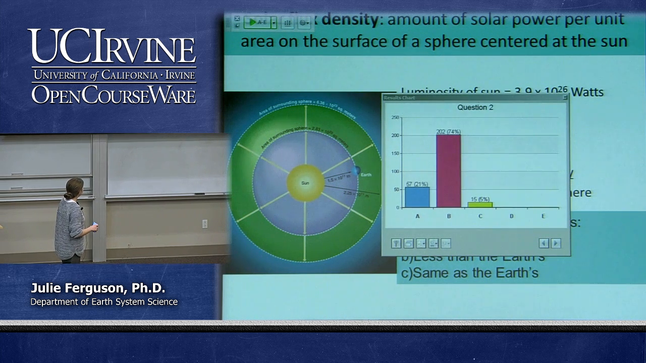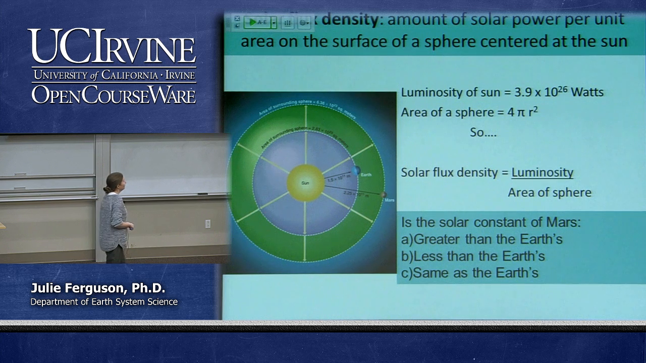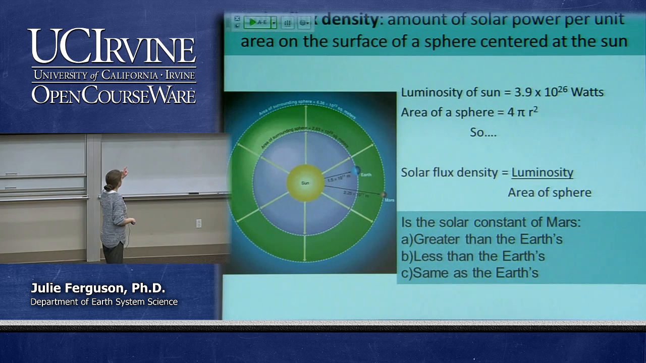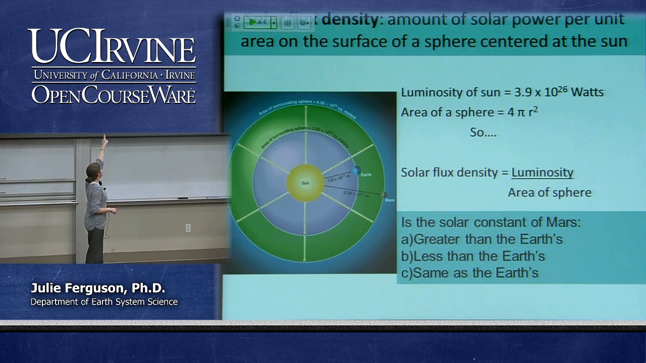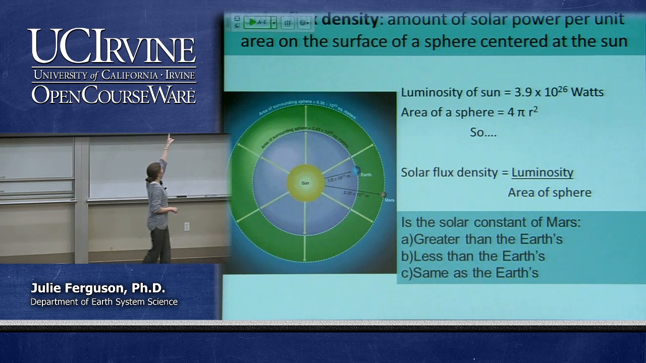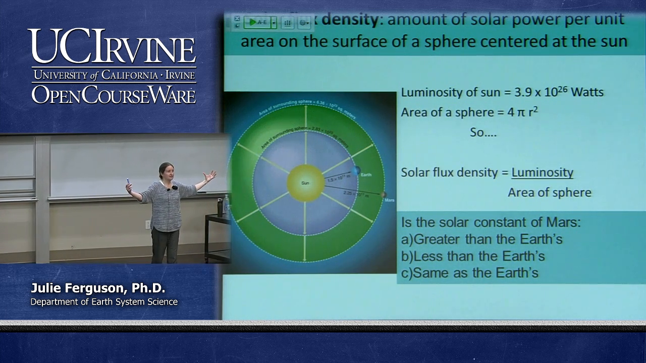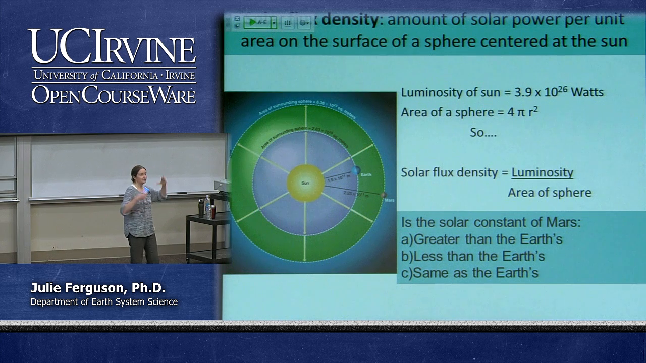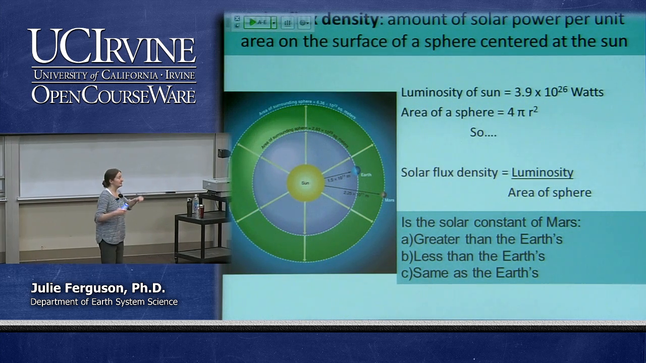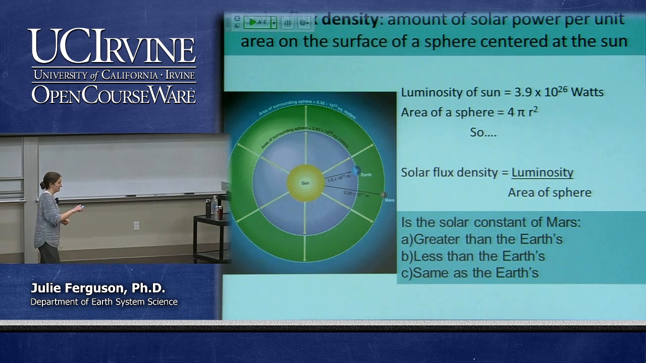So most people said B, less than the Earth, and they would be right. Well done, guys. And why is that? For those of you that weren't quite so certain, Mars is further away from the Sun than the Earth, and so the distance from the Sun to Mars is greater than the Earth's. So our area of the sphere is greater, and if we're dividing the same luminosity by a bigger number, then we're going to decrease our solar flux density.